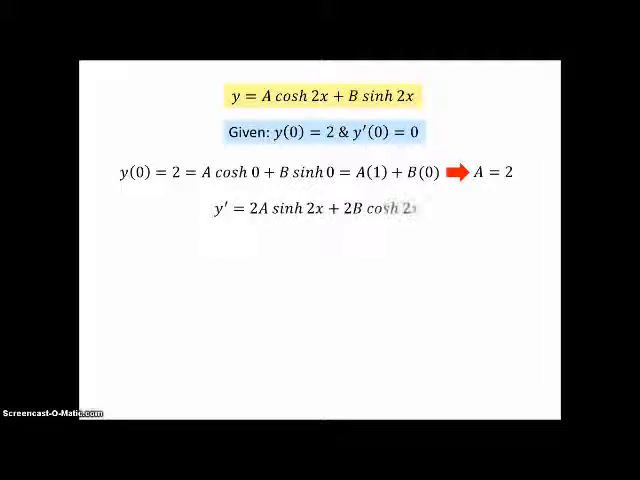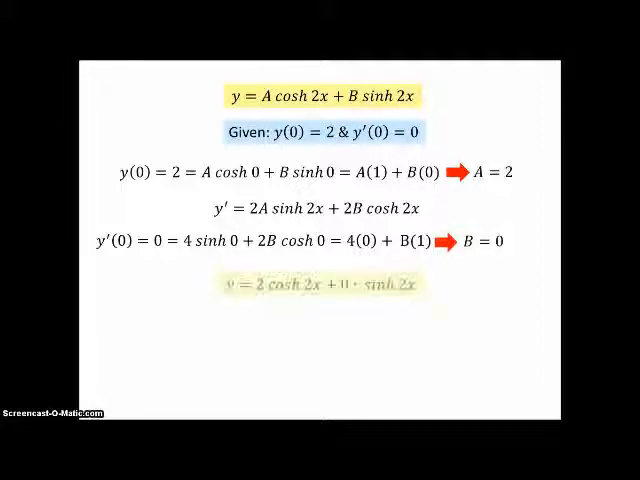Furthermore, y prime would be 2a sinh 2x plus 2b cosh 2x. And putting 0 in for x, we're supposed to get 0. So we end up with 4 times 0 plus 1b has to equal 0, and therefore b is 0. So now we have our specific solution in terms of cosh and sinh. Now, of course, the 0 times sinh 2x is just 0, so we have y equal 2 cosh 2x.